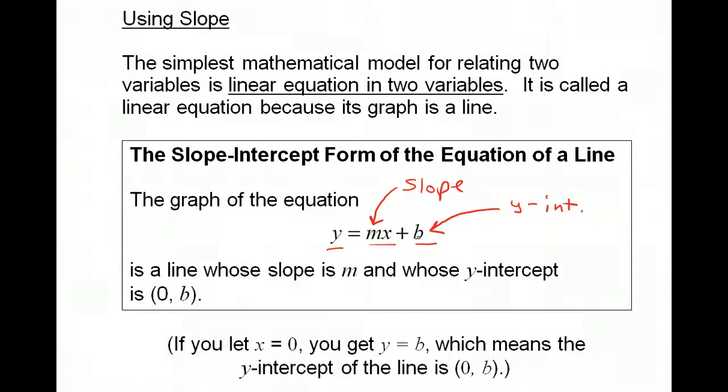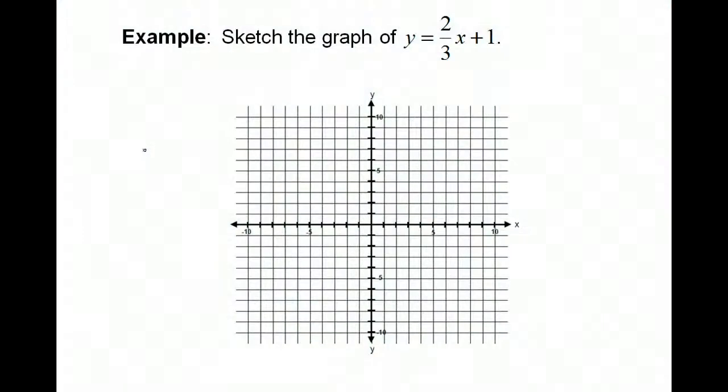The reason we know this is the y-intercept is if I let x equal 0, I get y equals b, which means the y-intercept is the point (0, b). Okay, now let's just take a look at some examples on how we graph equations if it's in the slope-intercept form. Alright, here we go. Sketch the graph of y equals 2/3 x plus 1.